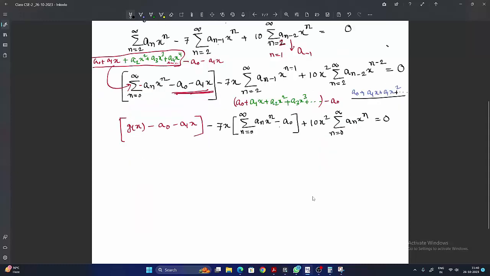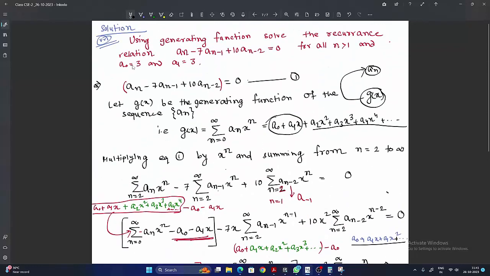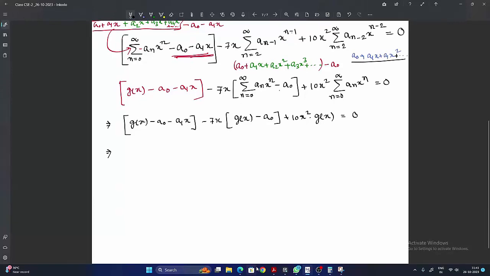So up to now, is there any doubt, and can we continue from here? Okay, I think there is no doubt. So then it is g of x, then minus a0, minus a1 of x, then 7 of x into this value, again g(x), and minus a0, then 10x squared into it, again g of x, and that value is equal to 0. Okay. So then we know the values of a0 and a1 in the question. It is given a0 is 3 and a1 is also 3, you can put those values there.